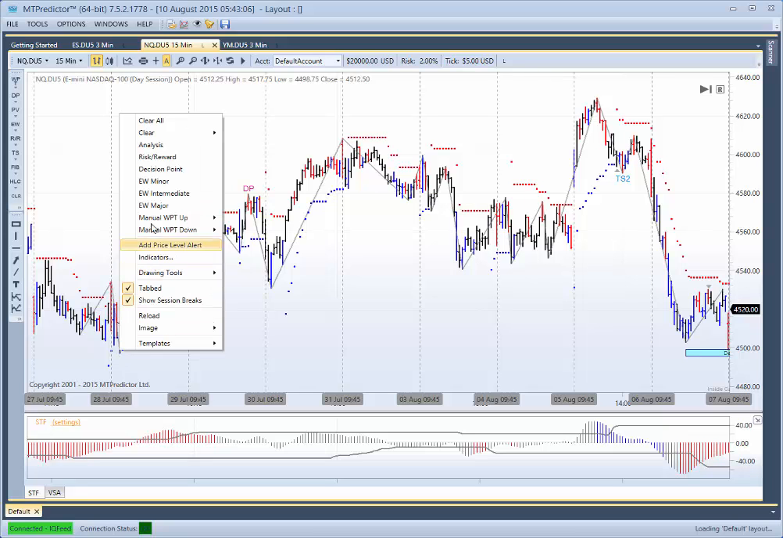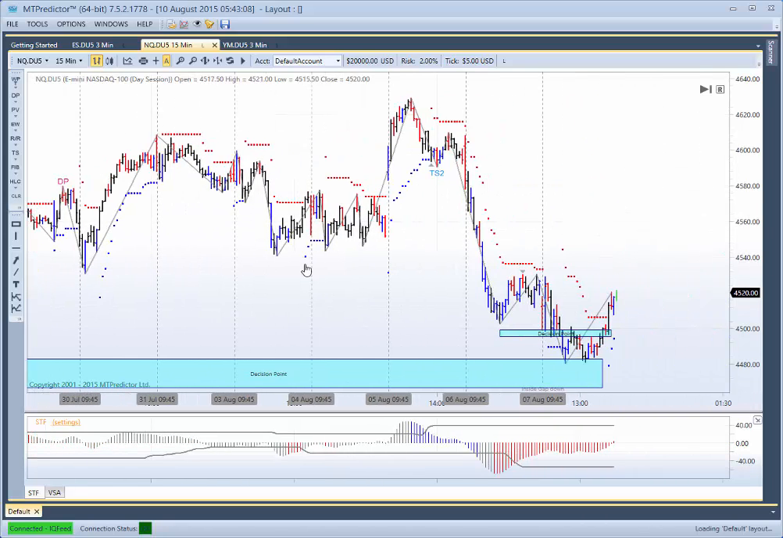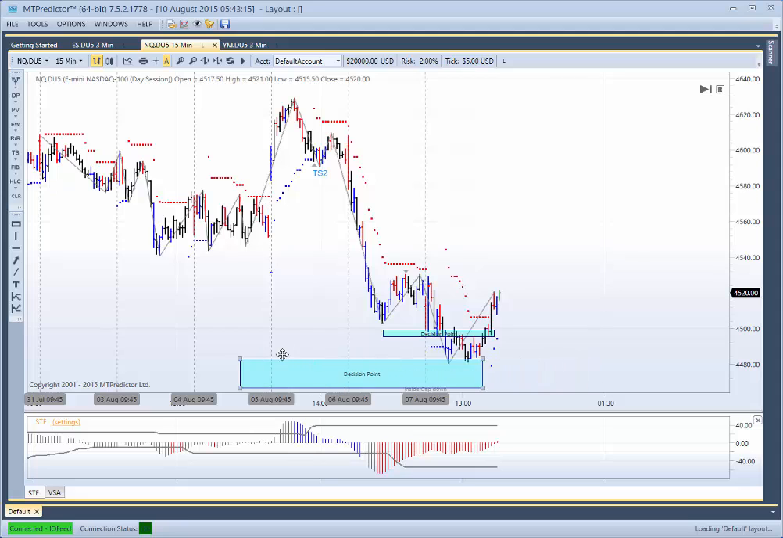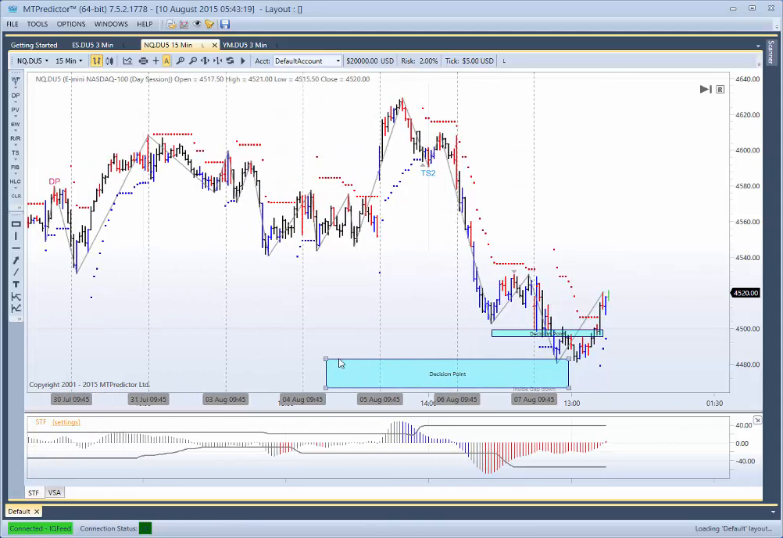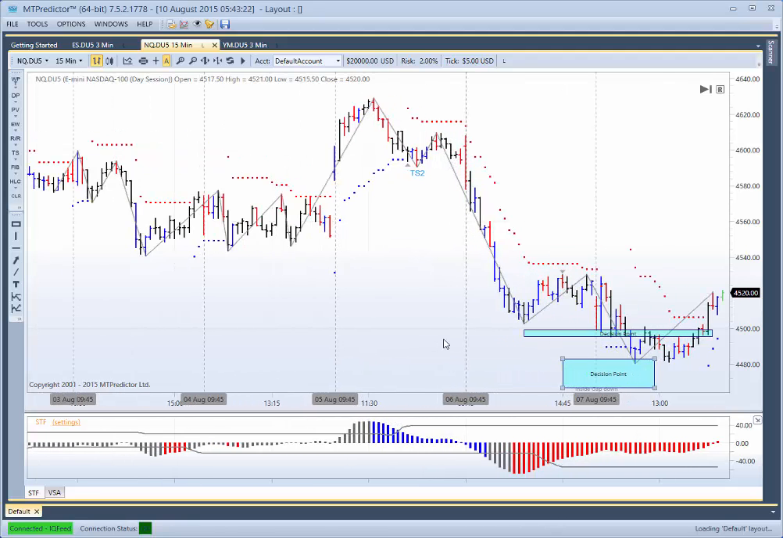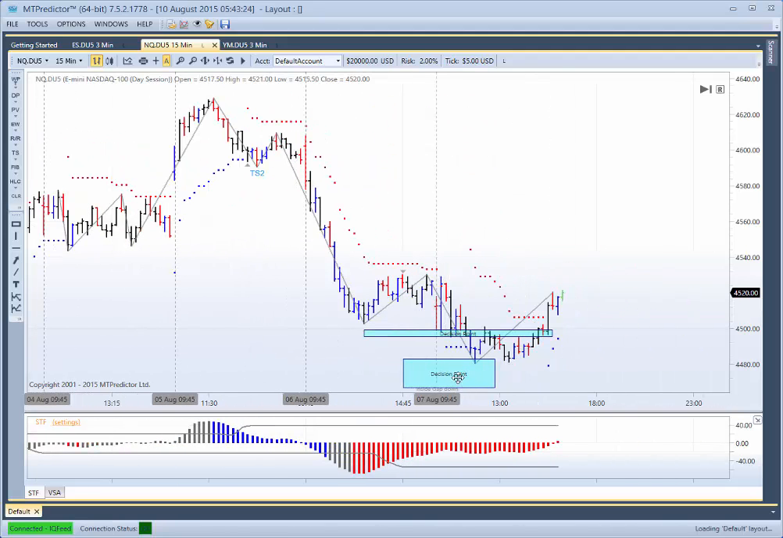So if we right mouse click there, place the decision point on, you can see how that came out here and gave support that basically nailed the very low of the day for us yesterday. Can you see that? I'll just zoom in a bit so it's just a little bit easier to see. There we go. There's our support zone coming in, nailing the low of the day. So let's take that one off so we don't get a bit confused.